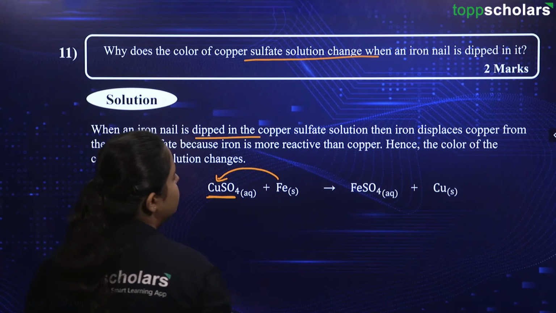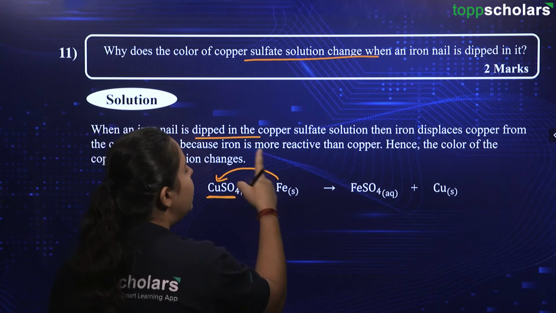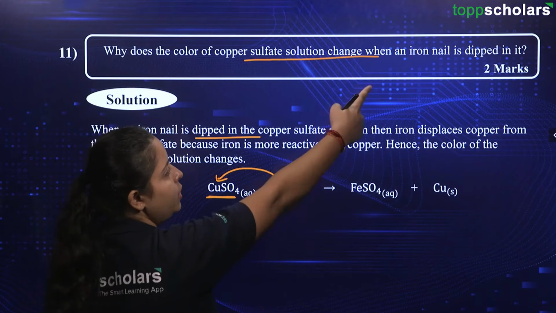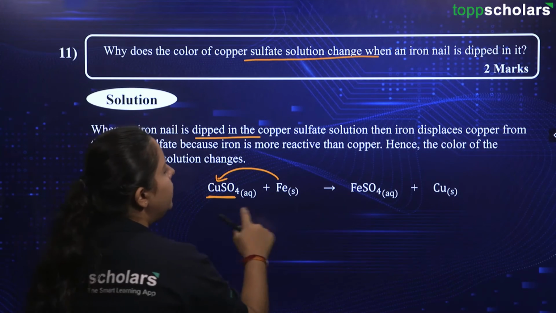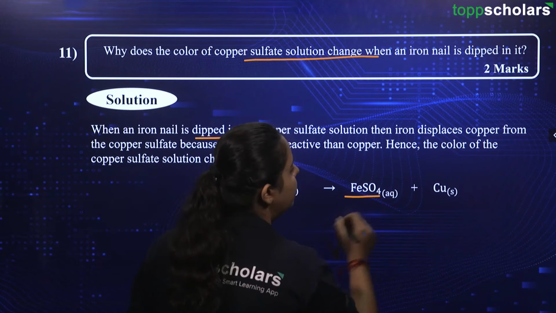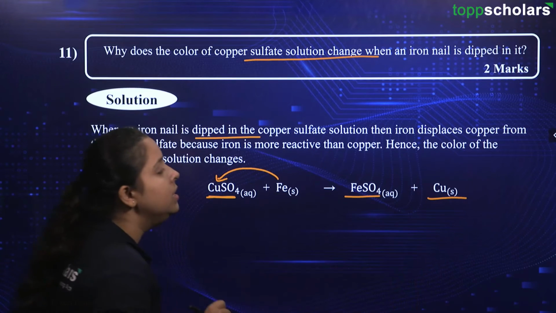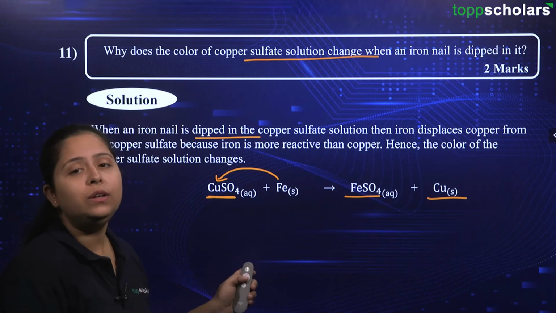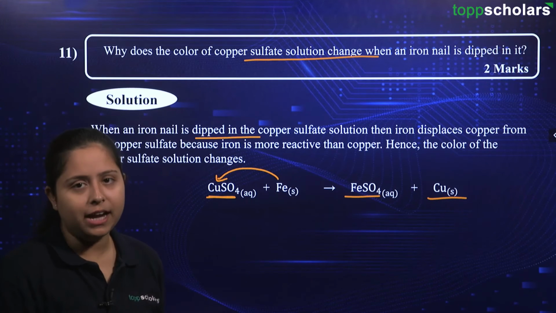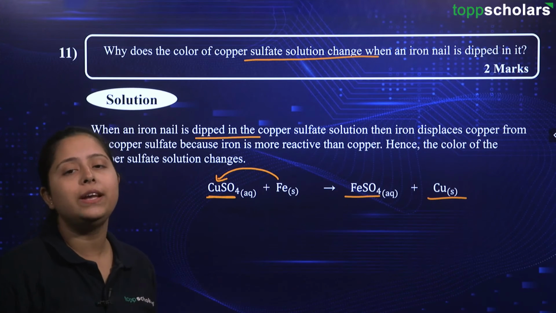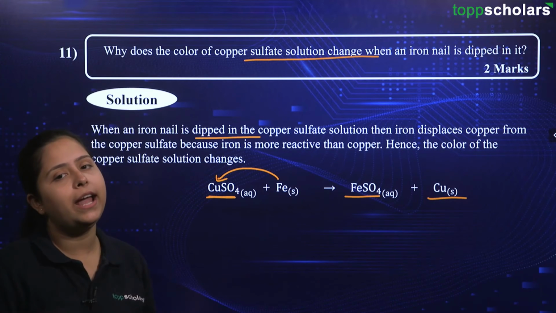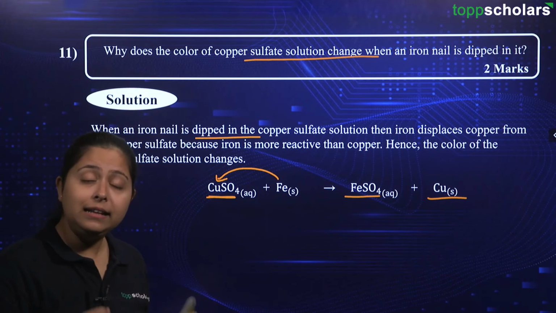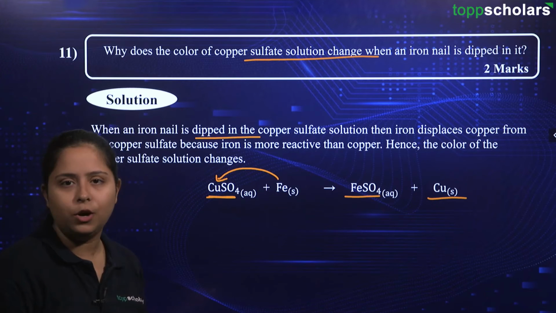So, we have CuSO4 in aqueous condition reacting with iron in solid form, because the iron nail is solid, right? Now, we have the production of FeSO4 and along with it we have Cu, that is copper, produced, right? So, this is an example of a displacement reaction. Hence, we are telling you to always study all the types of reactions that are given to you, and that too along with the examples, alright?